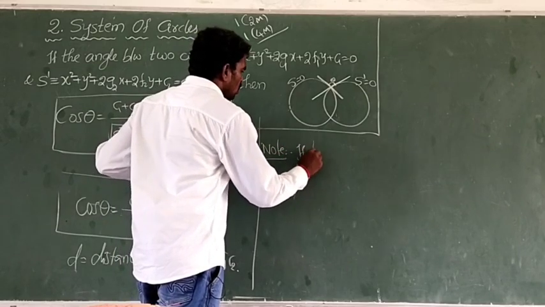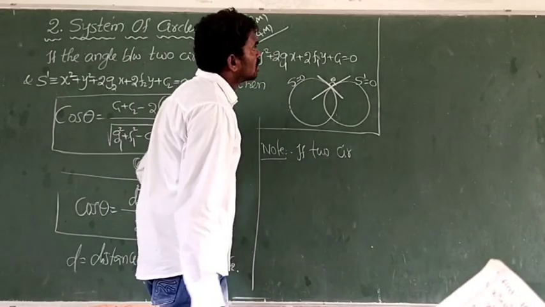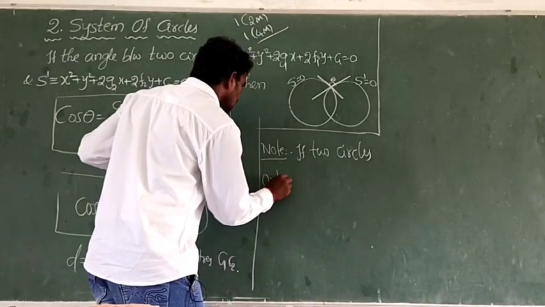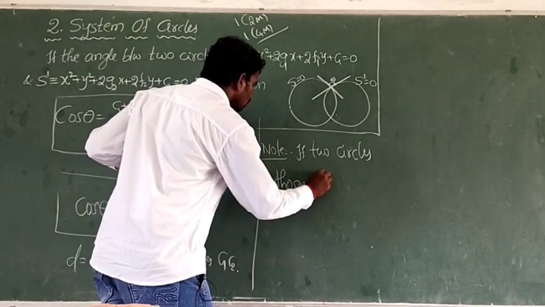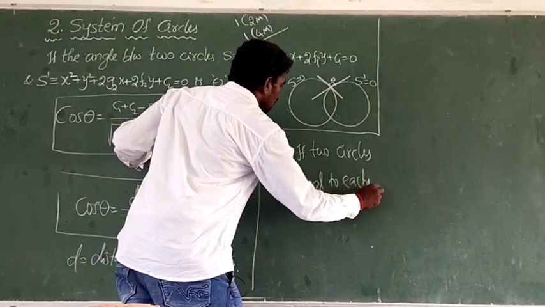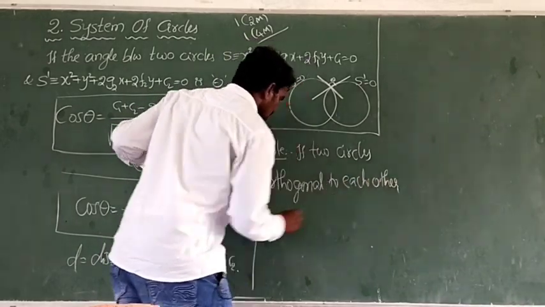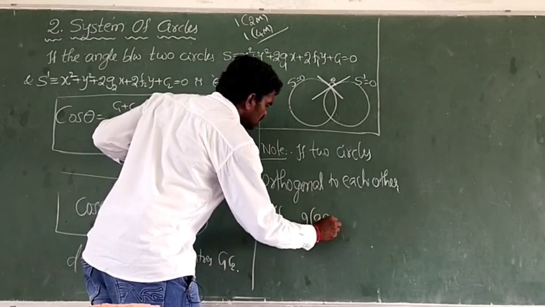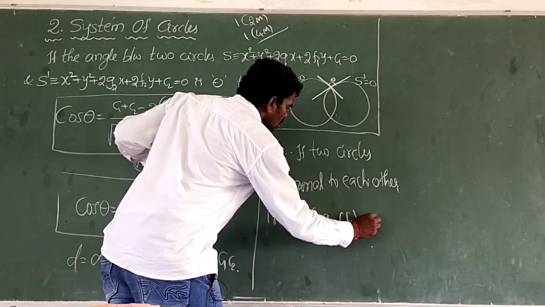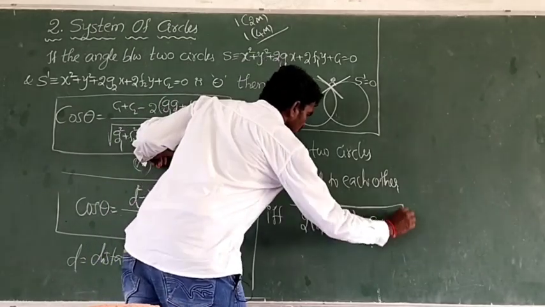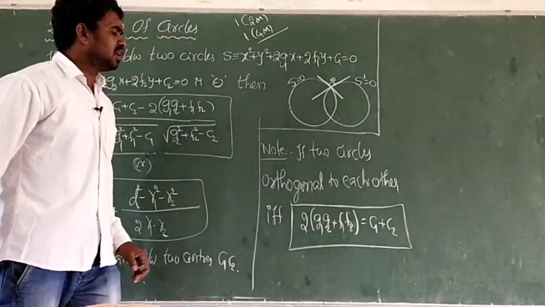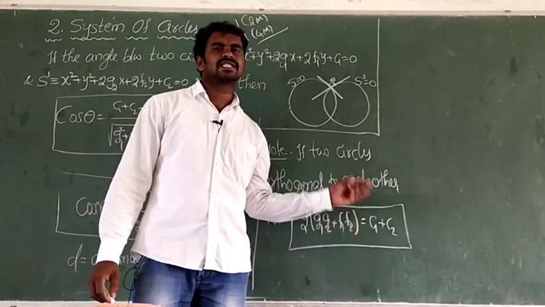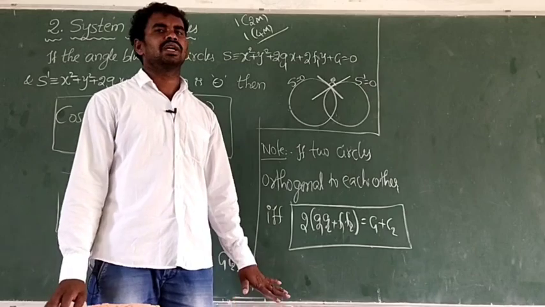Note: if two circles are orthogonal to each other, the condition is 2(g1g2 + f1f2) = c1 + c2. This is the most important concept. If two circles are orthogonal, use this concept. If this condition is satisfied, then we can say the given two circles are perpendicular.